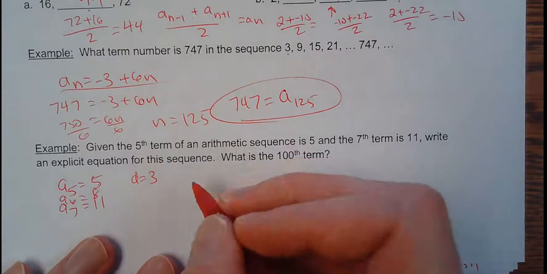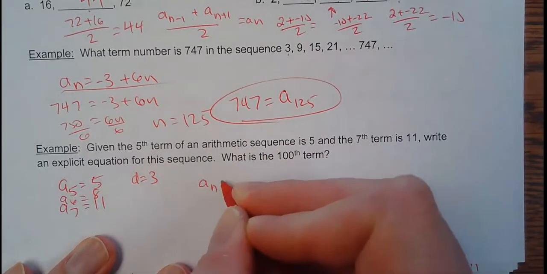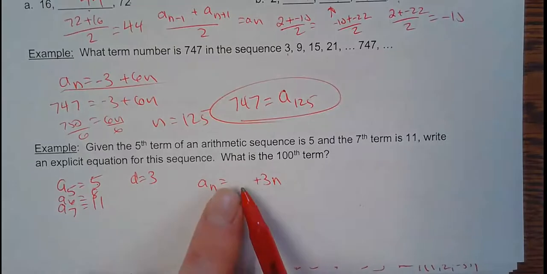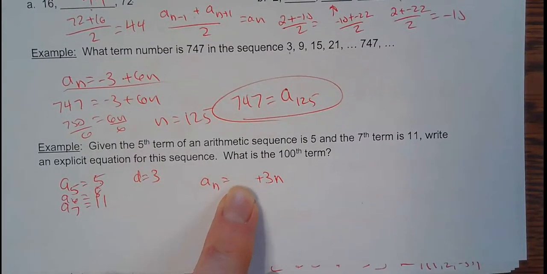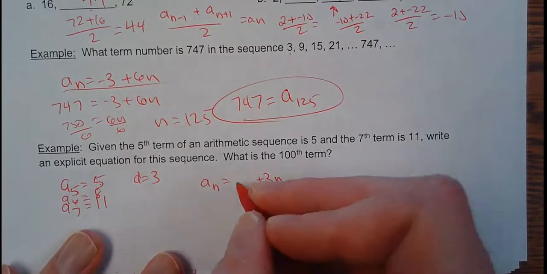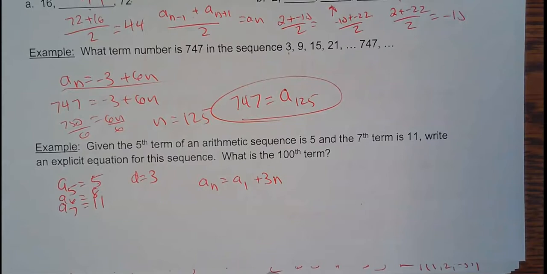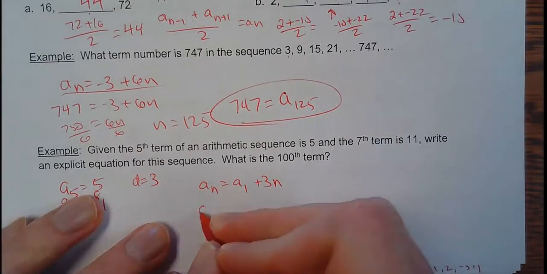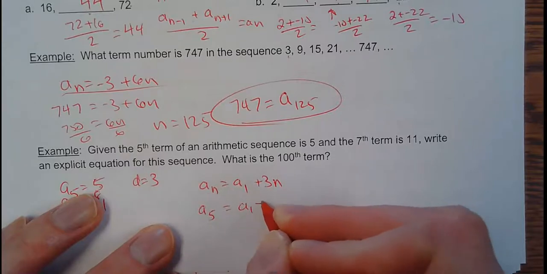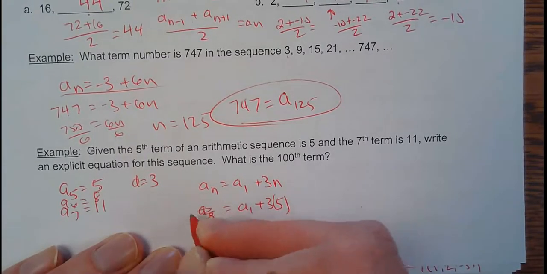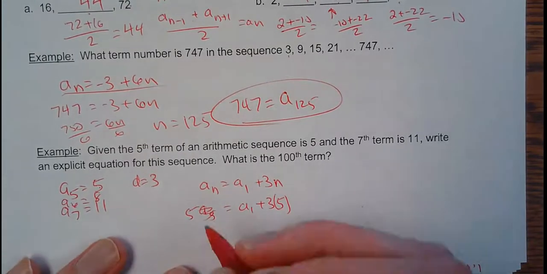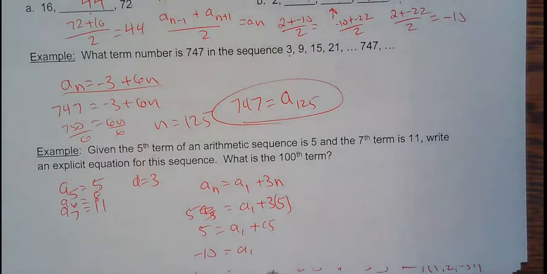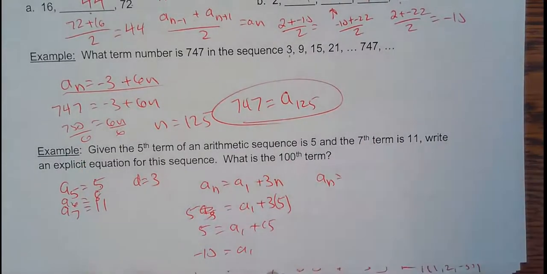So if I know that, a sub n is going to equal, I know that my slope is 3. I really need to know what my first term is, or you can say your 0th term, I guess, but your first term, what's your a sub 1? Well, one pair I know is that when I plug in 5, I get 5. A sub 5 would equal a sub 1 plus 3 times 5, and a sub 5 is 5. It just so happens they're both 5. So 5 equals a sub 1 plus 15. A sub 1 equals negative 10. So in my explicit formula, the first term is negative 10.